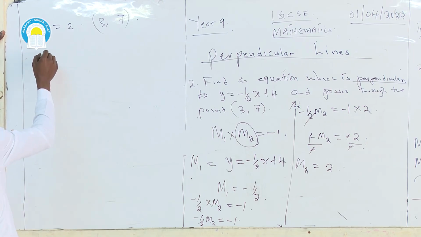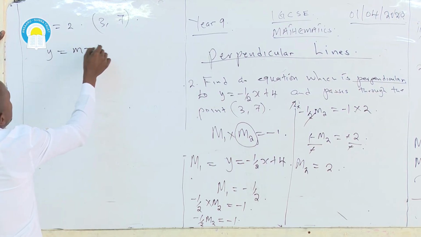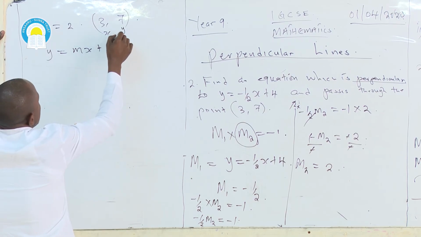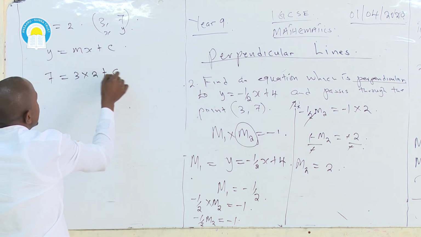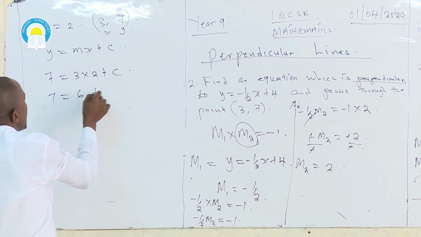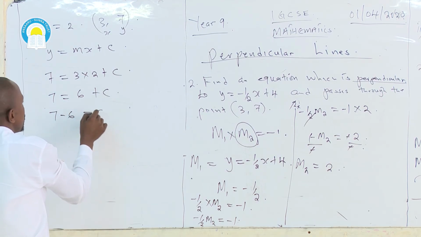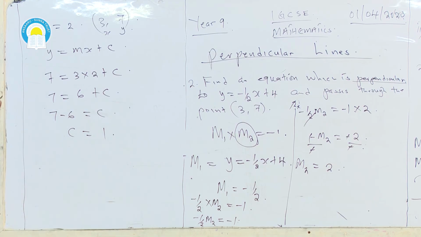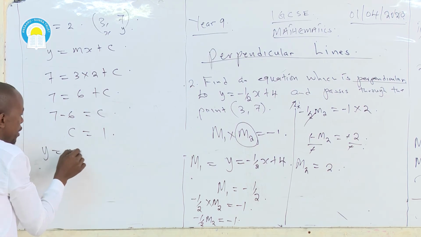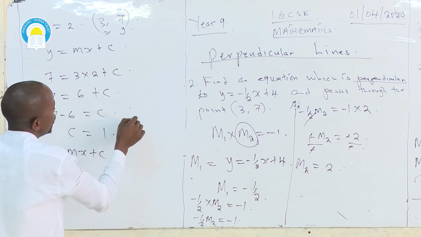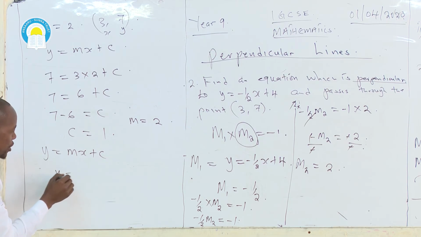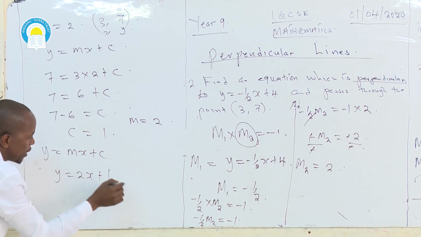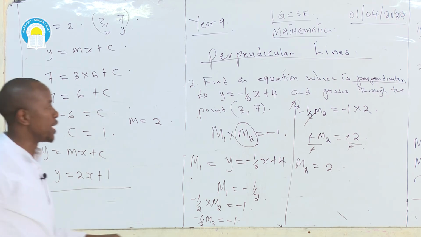We said the equation is in the form of y is equals to mx plus c. Now this is our x and this is our y, because points are written in coordinate form. Now 7 is equals to 3 times 2 plus c. Now 7 is equals to 6 plus c. 7 minus 6 is equals to c, and our c is equals to 1. Now y is equals to mx plus c, and we have m, which is 2. We substitute them here, and we have y is equals to 2x plus 1. This is the equation that you've been asked to find.